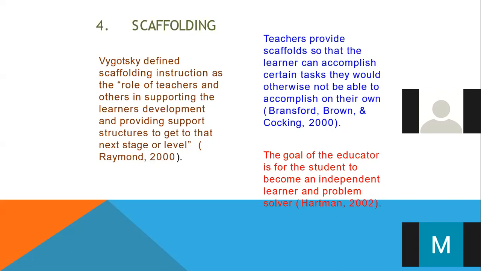The goal of the educator is for the student to become an independent learner and problem solver. Because if you are more involved, the child cannot be called an independent learner. He is dependent on you. If you over-scaffold, you are not asking him to become an independent learner; you are only telling him to become independent.